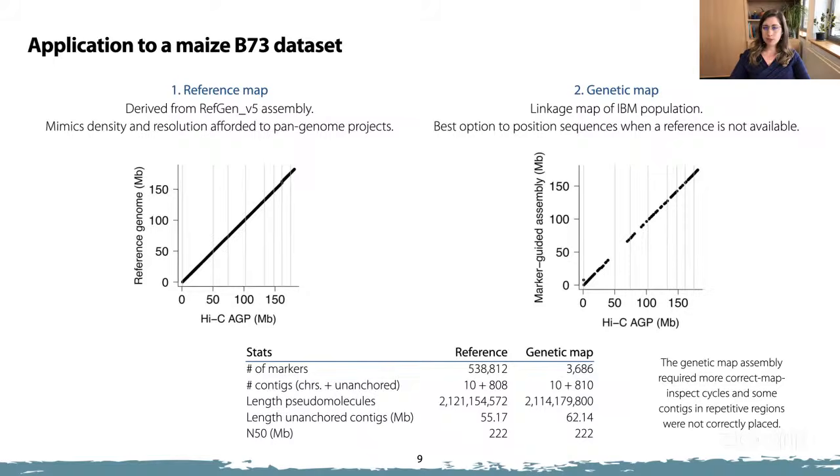The difference is that maybe if you have a genetic map, so a lower density of markers, you might need more cycles of inspecting your Hi-C matrix and the collinearity plots to correctly place the contigs in your chromosome. So this is the difference. The first option here is a bit more simple, but it's also possible to use the genetic map with no problem.